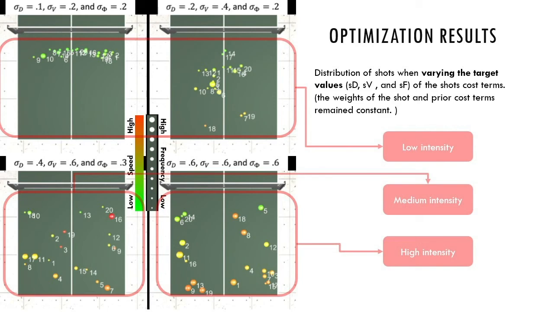Here we can see clearly that the synthesized exercise level does change according to different target values for each shot cost term. When the target values are relatively smaller, as shown in the first row of the figures, the shot positions are closer to each other and the speed and frequency of the shots are relatively small compared to the figures in the second row. We can generally divide the levels generated here into low, medium, and high intensity levels.